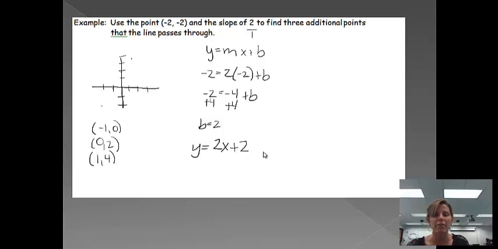Now that I have that, I can find whatever points that I want. I could make myself a table, and I can pick whatever x values I want. So let's say I just pick 0, 1, and 2. So if I plug 0 into this equation, I would get 2. If I plug 1 into this equation, I'll get 4. And if I plug 2 into this equation, I'll get 6. So those are also 3 additional points. So it doesn't matter which way you do it, they all work. So hopefully now you know how to find the slope of a line.